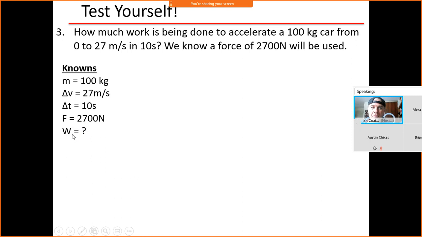All right, so here we go. We're looking for work. Work is equal to FD, or it can be equal to MGD. But work is equal to FD. So do I have a force? I have a force of 2,700 newtons. But wait a second, I don't have distance. How am I going to figure this out? We don't have distance.